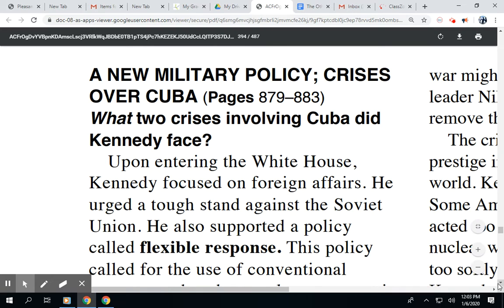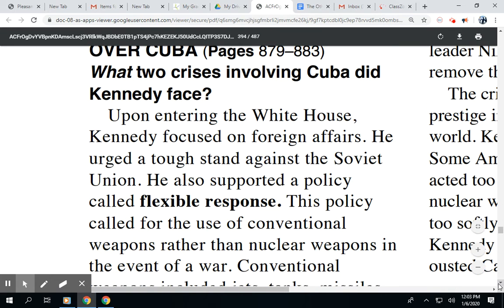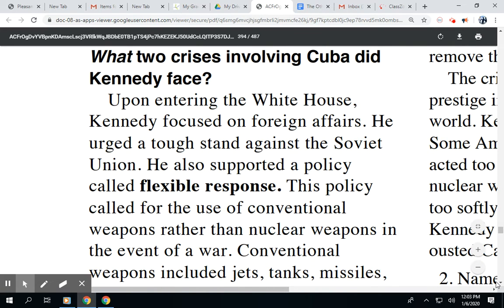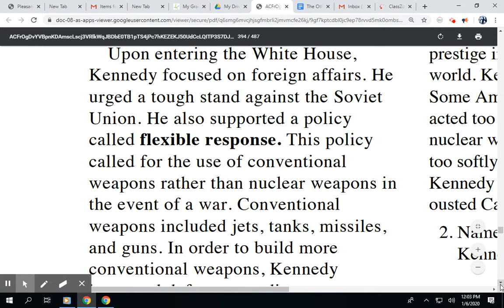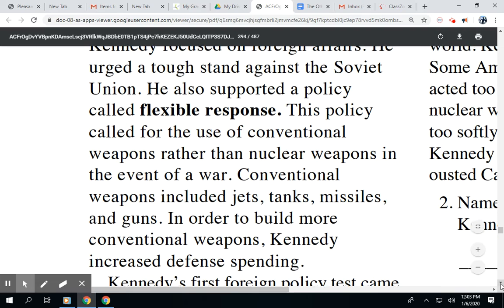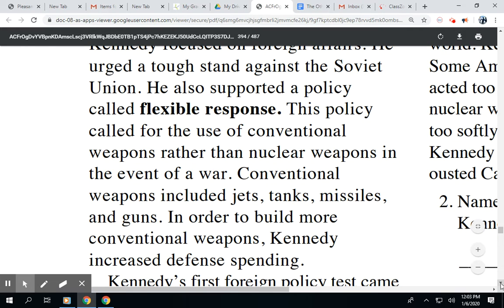A new military policy. Crises over Cuba. What two crises involving Cuba did Kennedy face? Upon entering the White House, Kennedy focused on foreign affairs. He urged a tough stand against the Soviet Union. He also supported a policy called flexible response. This policy called for the use of conventional weapons rather than nuclear weapons in the event of a war. Conventional weapons included jets, tanks, missiles, and guns. In order to build more conventional weapons, Kennedy increased defense spending.